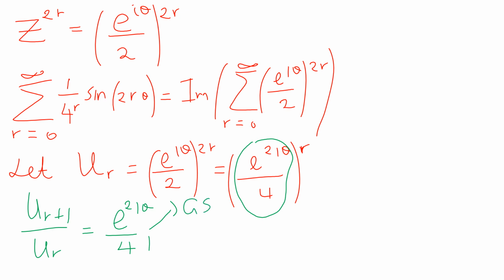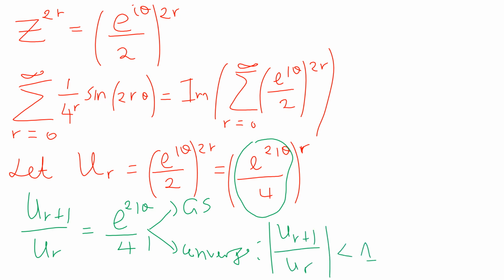Okay, now for it to converge, what should happen? The absolute value of u_(r+1) over u_r has to be strictly less than 1. It is clear. The absolute value of my common ratio here is equal to 1/4, because the absolute value of a complex number is its modulus. The modulus of this is 1/4, and it is less than 1, so it converges.